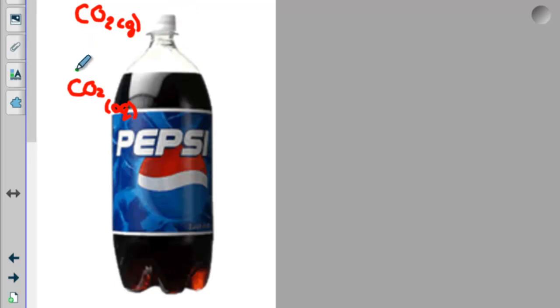There is CO2 coming out of the pop and turning into a gas at the same rate that there's gas coming out of the airspace and going back into the liquid. If you did something to disturb this, for instance, if we shake this, we can increase the rate of this reaction going from aqueous to gas. So let's just label these. Let's call this the reverse reaction and the forward reaction.